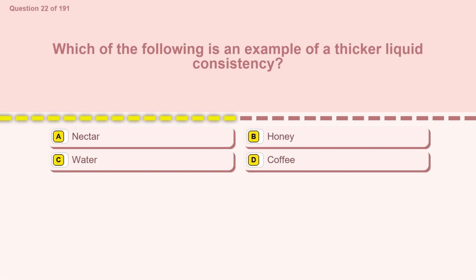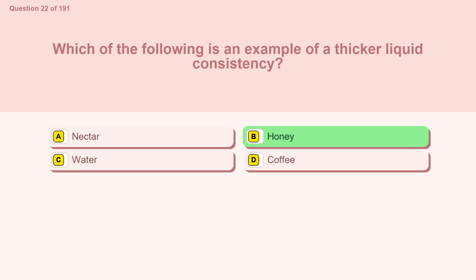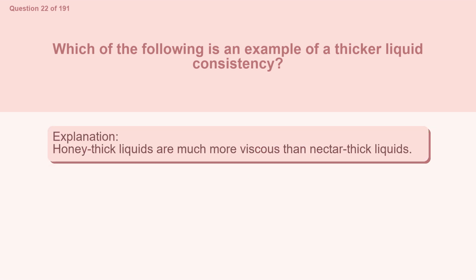Option A, nectar. Option B, honey. Option C, water. Option D, coffee. The correct answer is option B, honey. Honey-thick liquids are much more viscous than nectar-thick liquids.